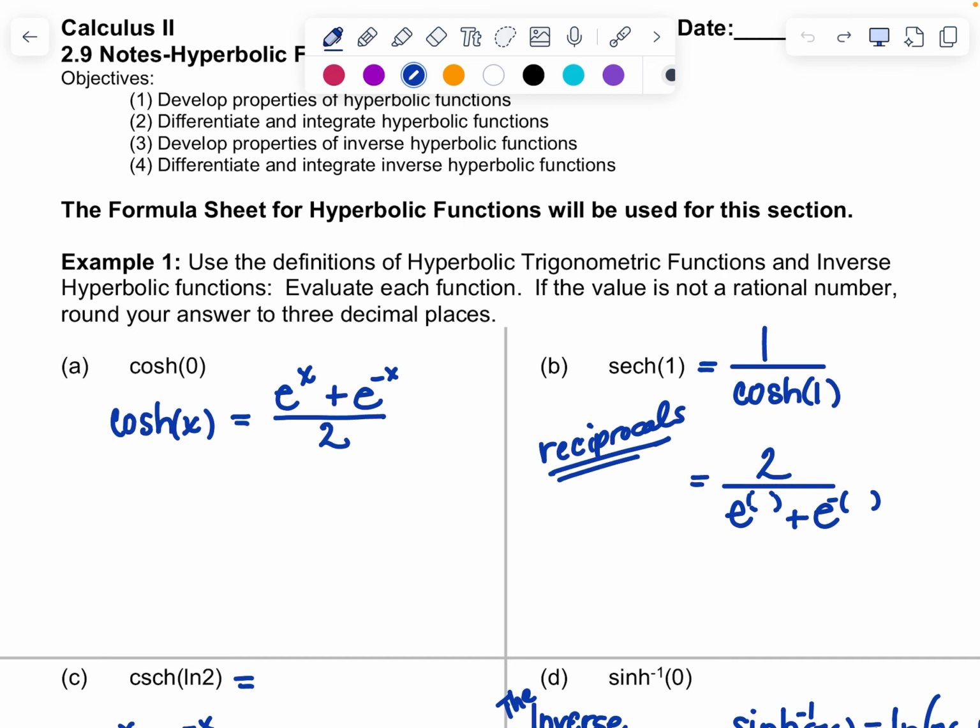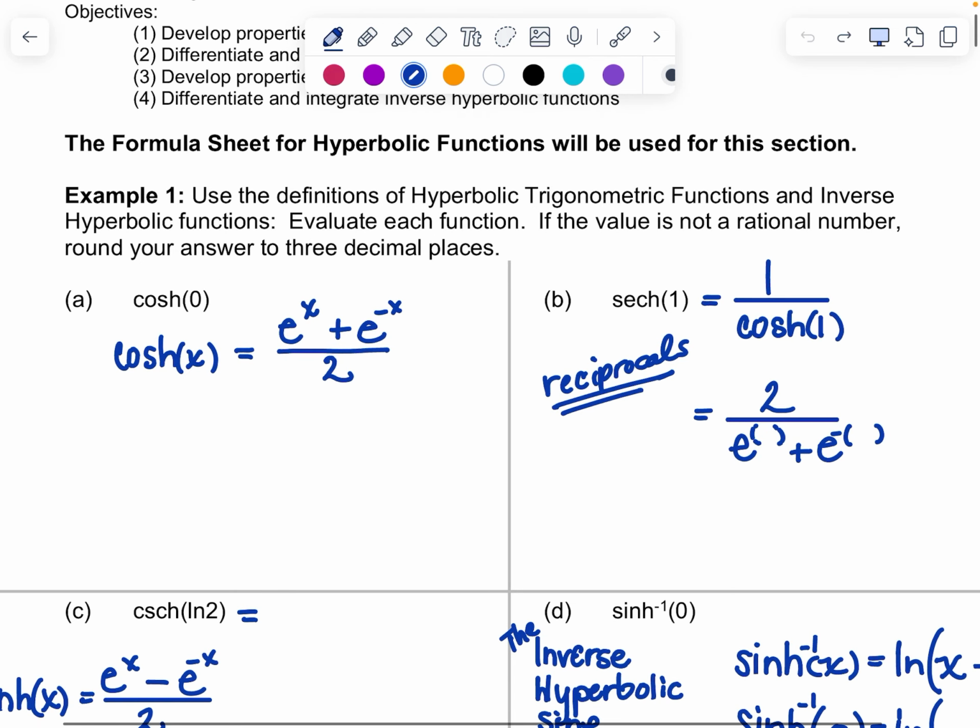We want to use definitions of hyperbolic trigonometric functions and inverse hyperbolic functions to evaluate each function. If the value is not a rational number, then round your answer to 3 decimal places.